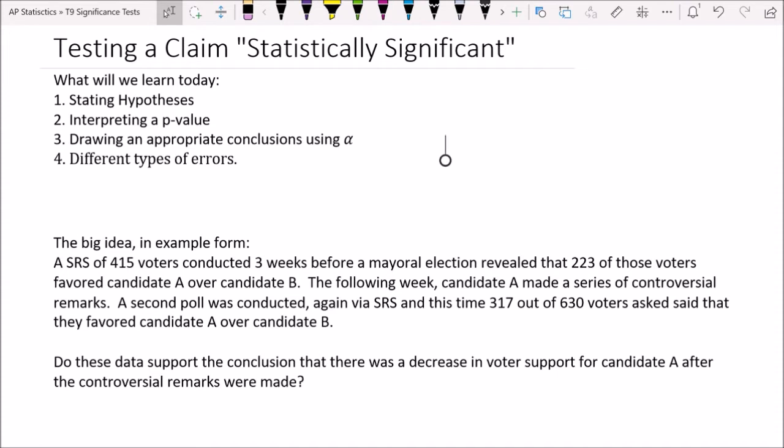Specifically, the things we're going to learn today: we're going to learn how to state the hypotheses, we're going to learn what a p-value is and what it is visually as well. We're going to learn how to draw appropriate conclusions using alpha or an alpha level, and we're going to talk about different types of errors that come up in testing.